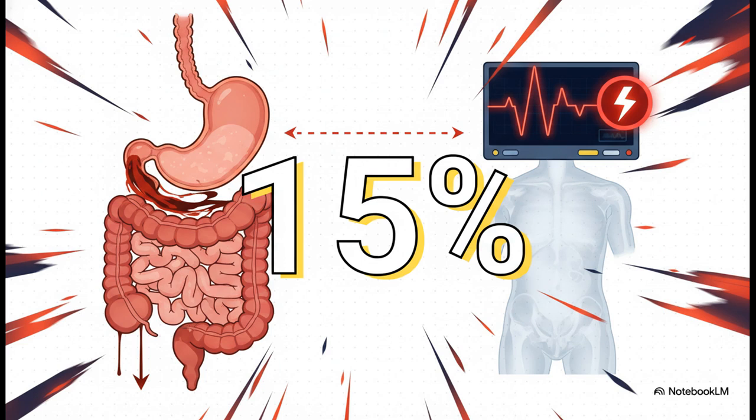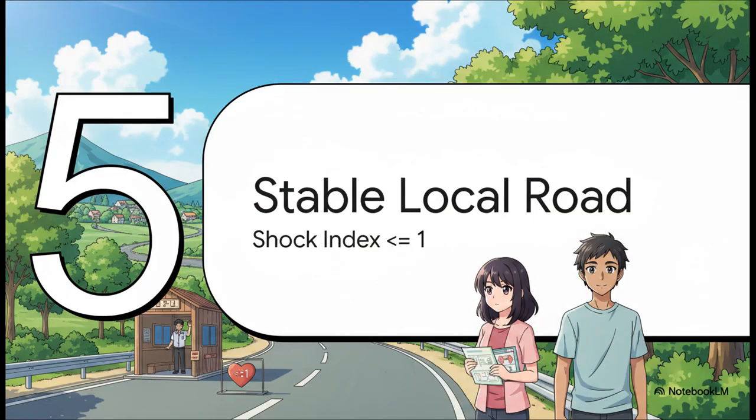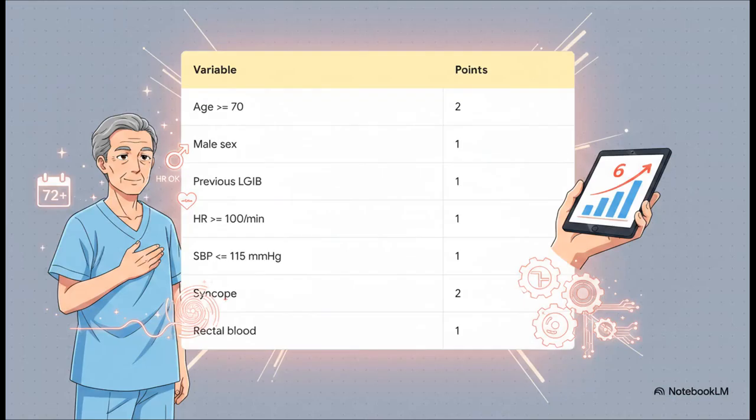So if your unstable patient has a negative CTA, you must exclude an upper GI source. It happens more often than you'd think. Let's shift gears to part 5, the stable local road. This is for a shock index of 1 or less. If your patient at the toll booth was stable, we downshift the pace of it. We're off the expressway, but we still need to calculate their risk methodically.